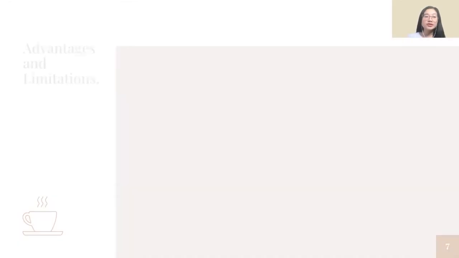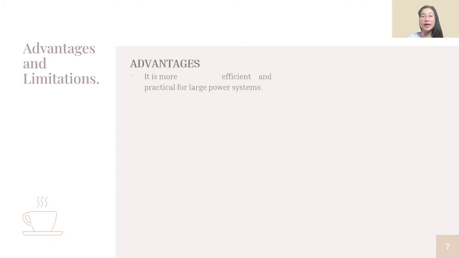Now we are going to talk about the advantages and the limitations of our Newton-Raphson method. As for the advantages, it is known to be more efficient and practical for large power systems, because if we compare it to the GS method, GS is normally used in smaller scales or small power systems that contain, of course, a smaller number of buses. It possesses quadratic convergence characteristics, and therefore the convergence is very fast.